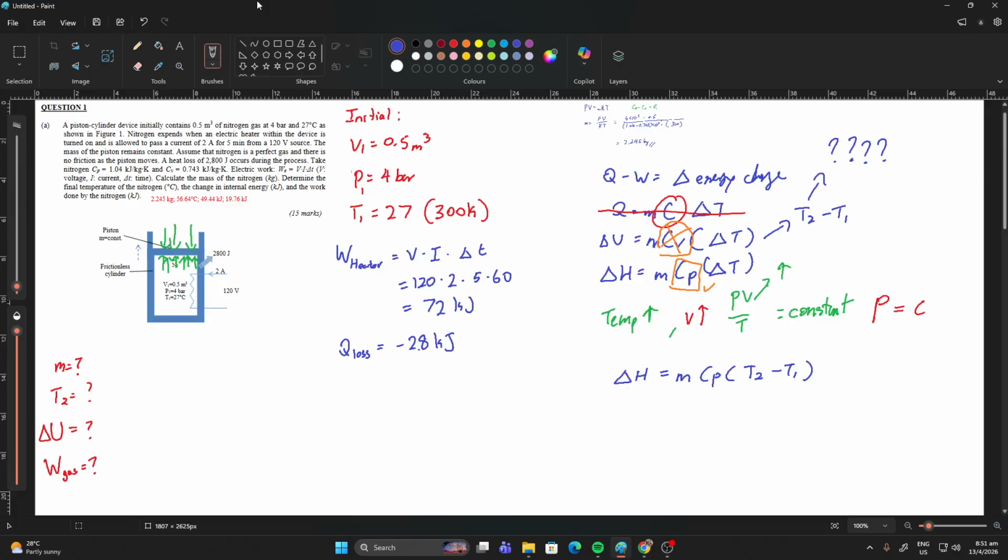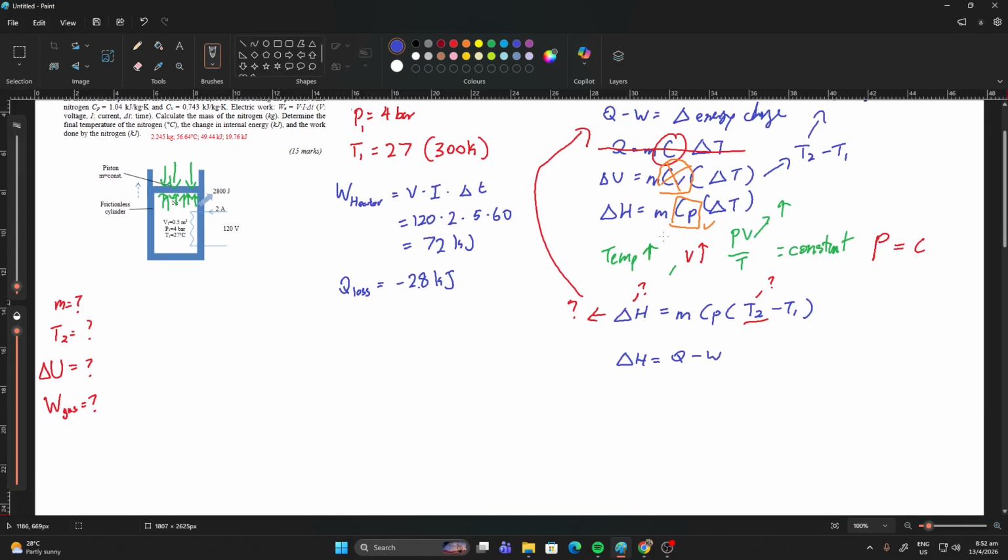I have everything but this and this, but this is what I want to find. So that means I can find my delta H. How? Back to the first equation. So my delta H equals Q minus W.